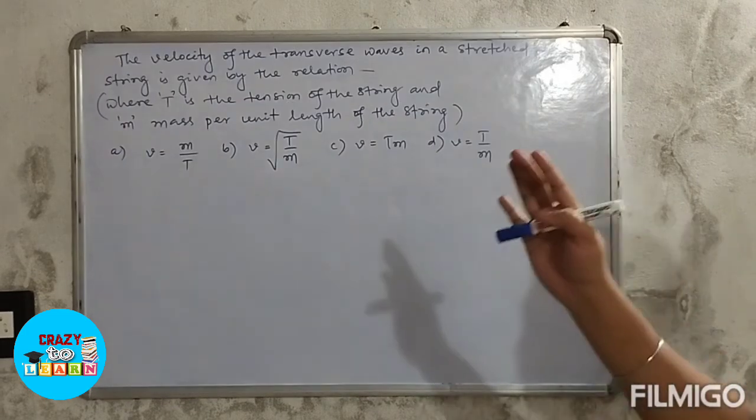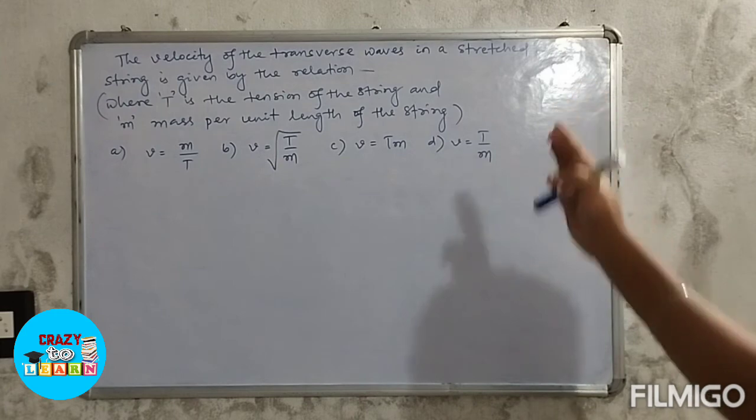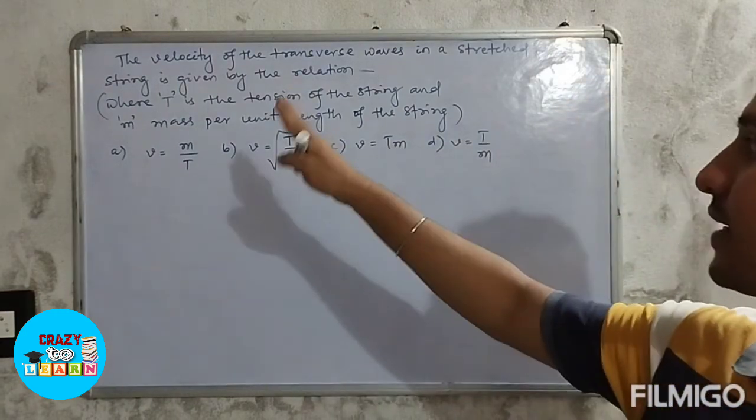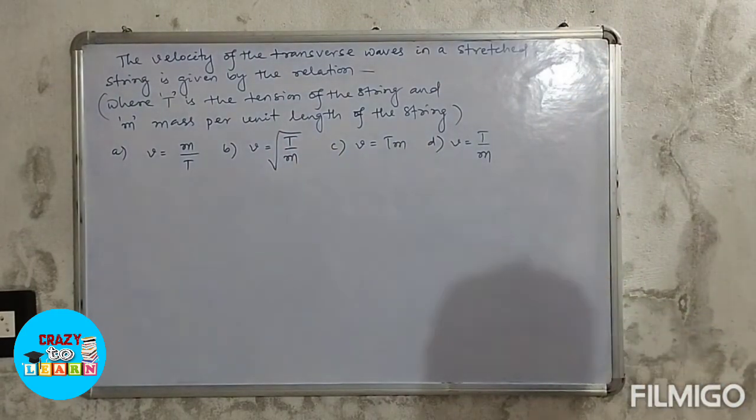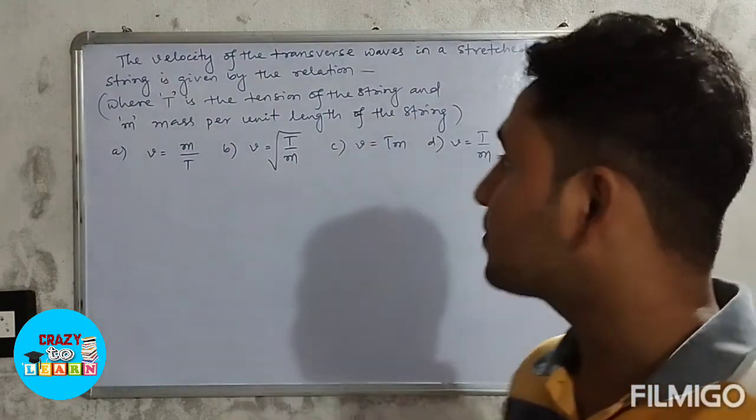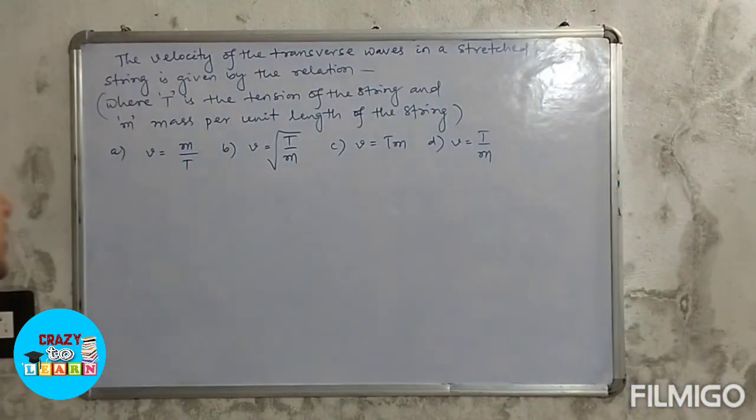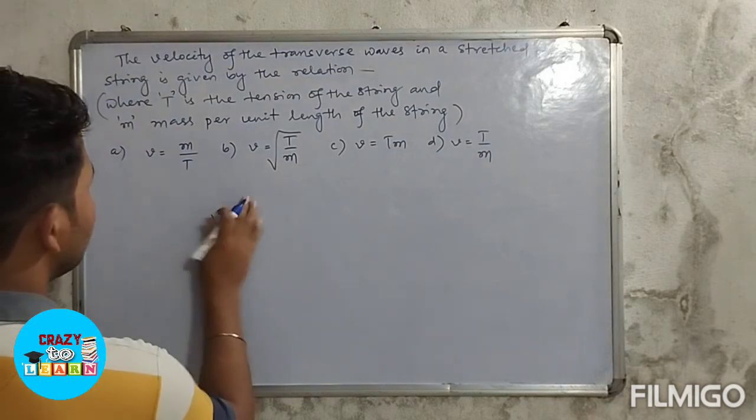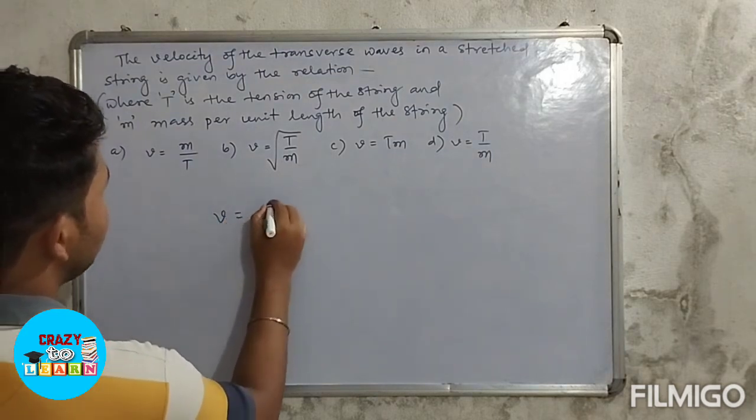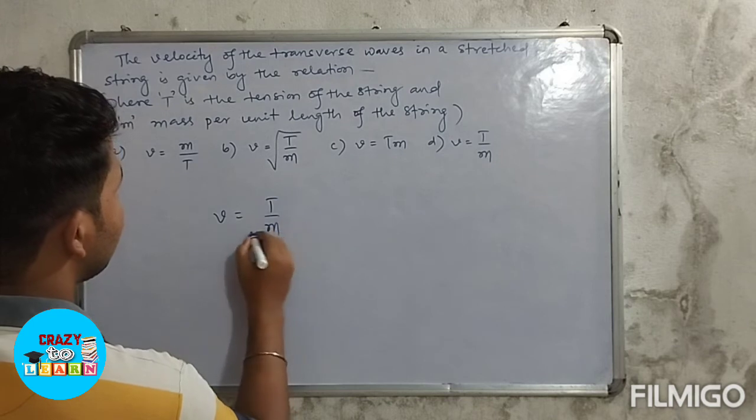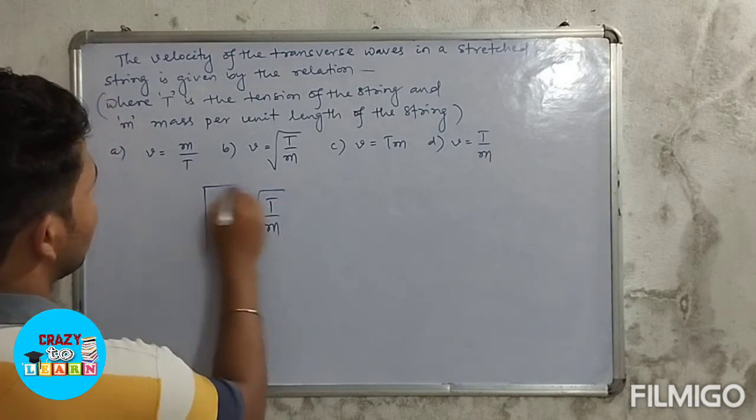Question is, the velocity of the transverse wave in a stretched string is given by, where capital T is the tension of the string and m is the mass per unit length of the string. Then the velocity of the transverse wave, it is the direct formula we know. Okay, velocity v is equal to square root of tension of the string divided by mass per unit length.